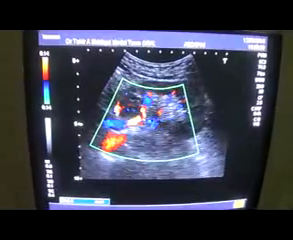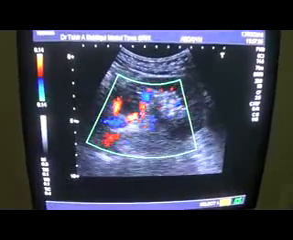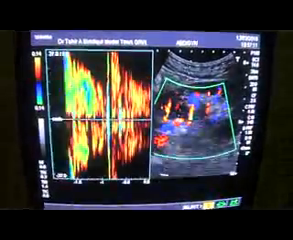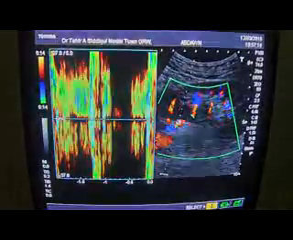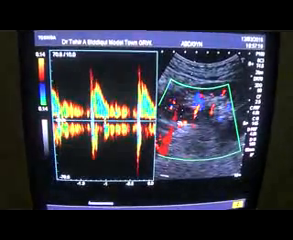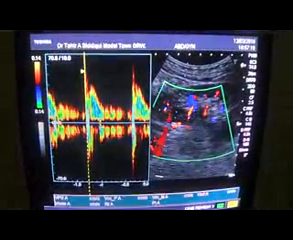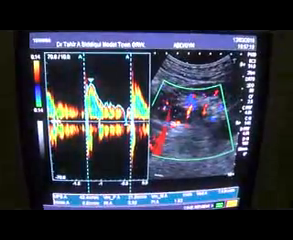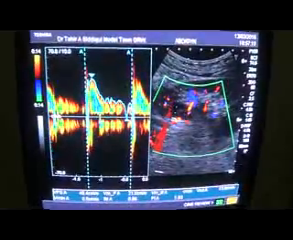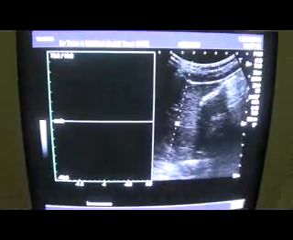In transverse section, you are seeing it. If we see the left renal artery at the region of the hilum, the waveform pattern is normal, and the resistive index is 0.68, pulsatility index is 1.93, slightly raised from the normal, but not raised too much.